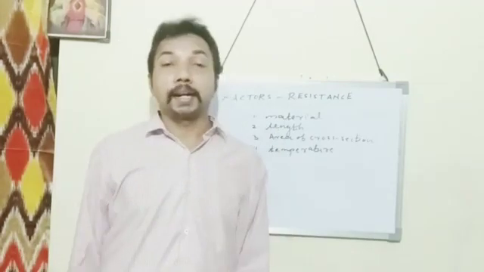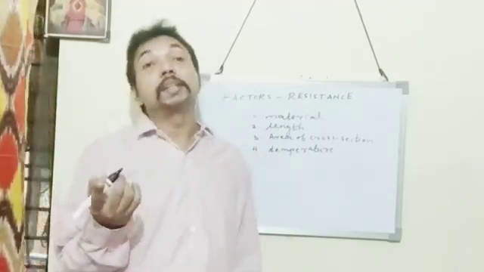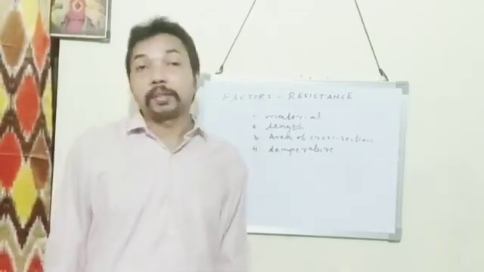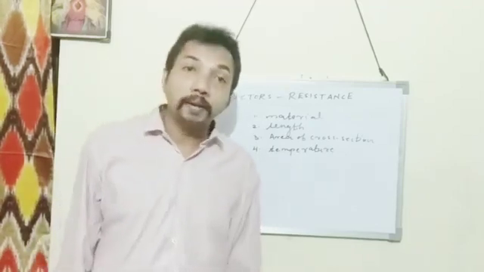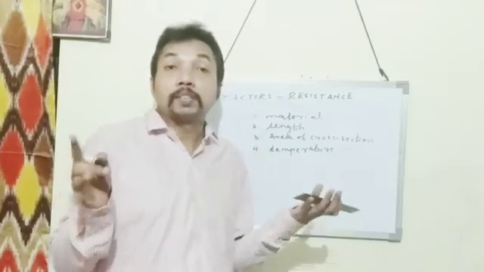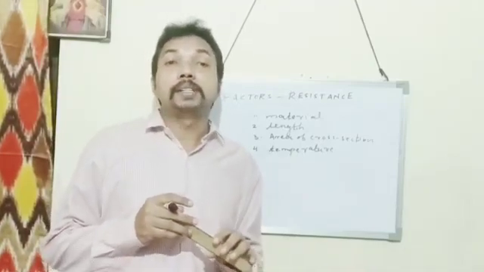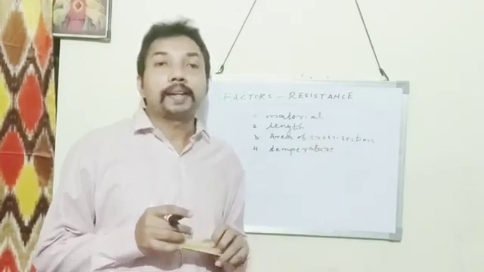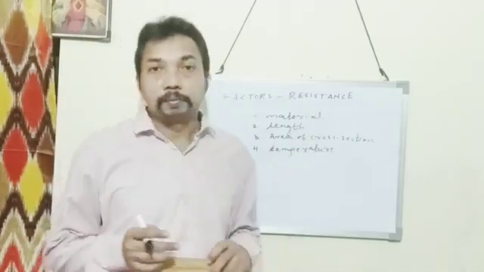The length of the conductor: resistance of the conductor increases with increase in length. Then next one is area of cross section. Resistance is inversely proportional to area of cross section. So when the area of cross section is more, resistance is less. The next one is temperature. Greater the temperature, greater is the resistance. So these are the factors affecting the resistance.